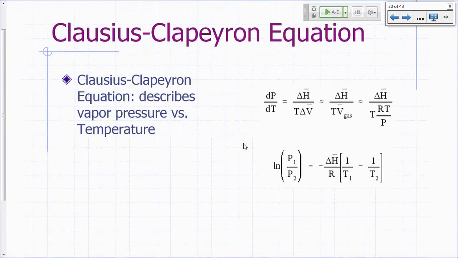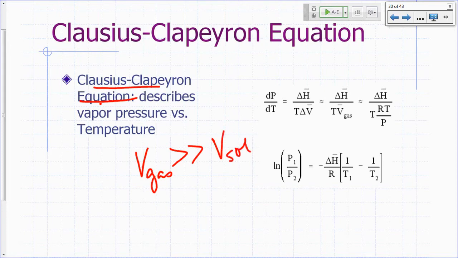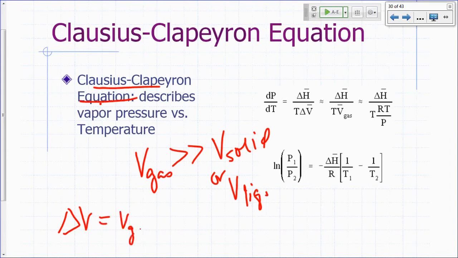Now, the Clausius-Clapeyron equation is a modification of the Clapeyron equation, which takes into account the fact that when a solid or liquid turns into a gas, the volume of the gas is much larger than the volume of the solid or liquid. So, in other words, your delta V in the calculation of the slope is approximately equal to the volume of the gas, because you can ignore the volume of the liquid or the solid compared to the gas.